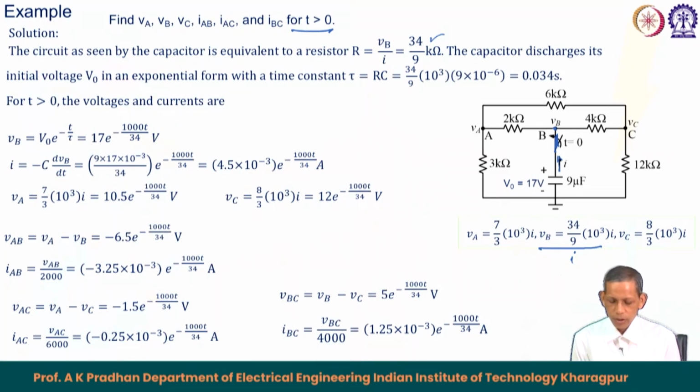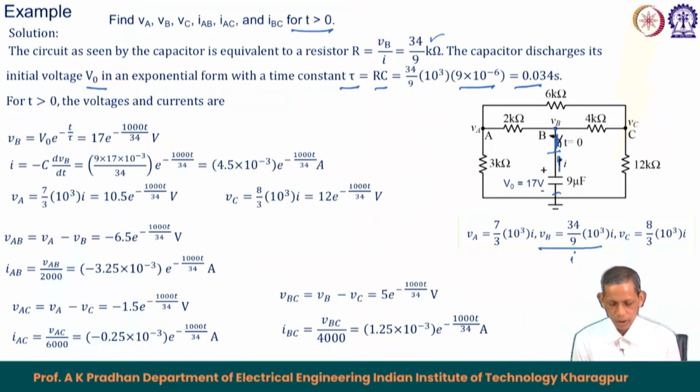Now, the capacitor discharges its initial voltage V 0, that is 17 volt, through this equivalent resistance of 34 by 9 kilo ohm. Therefore, the time constant seen from the capacitor is R C, 34 by 9 kilo ohm into 9 microfarad, which gives the time constant equal to 0.034 second. This is the time constant of the transient event that happens by switching the capacitor to the circuit.